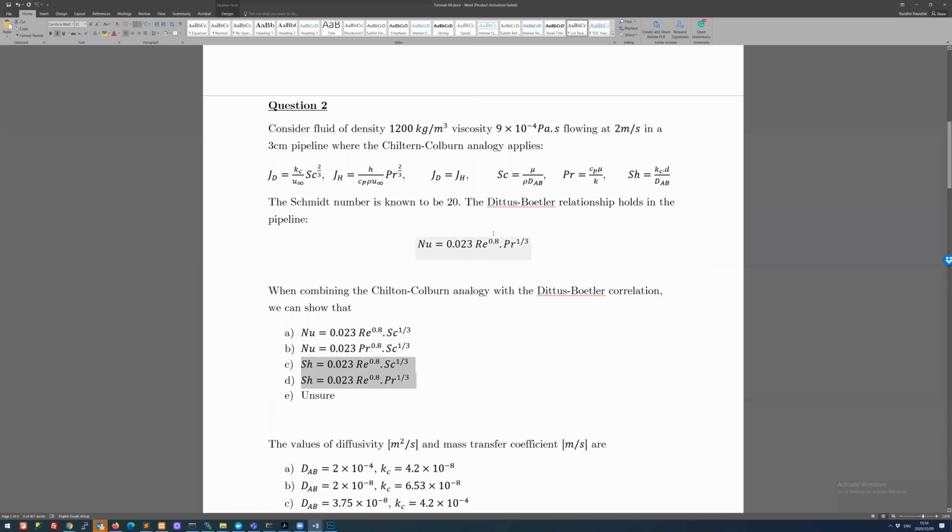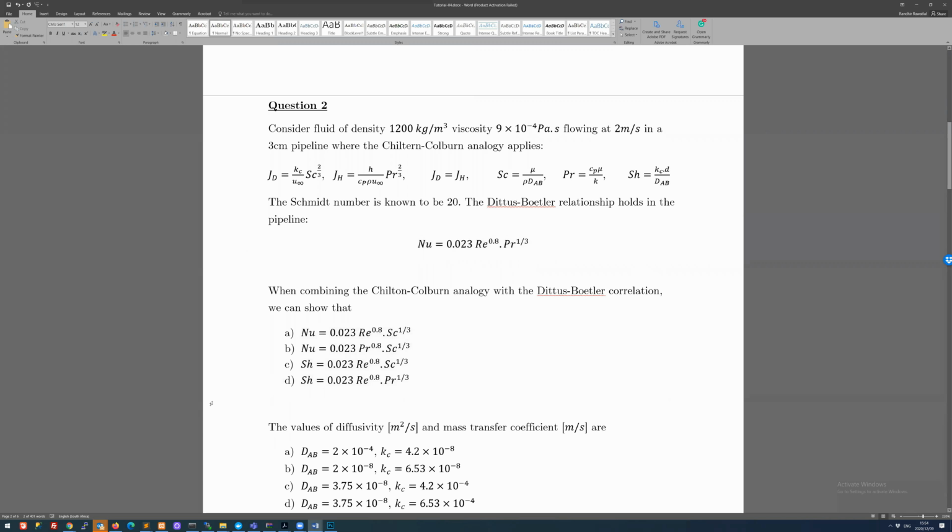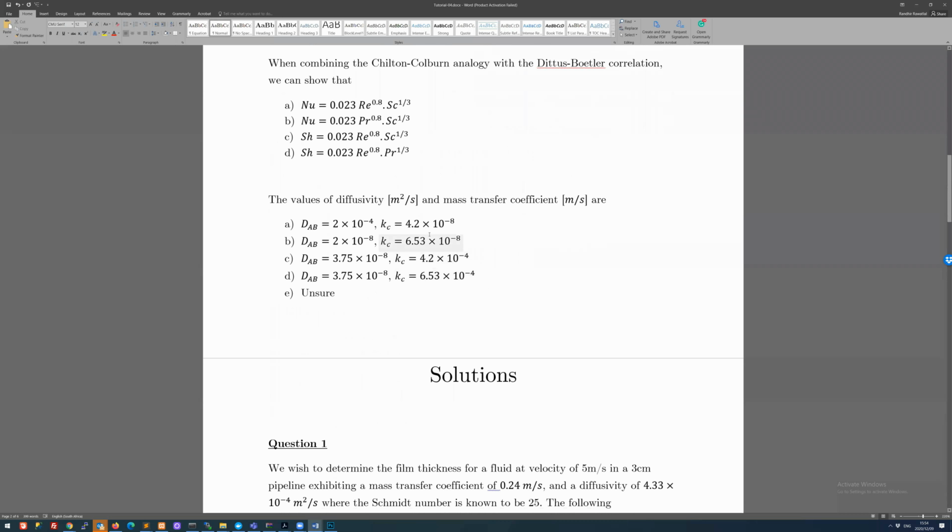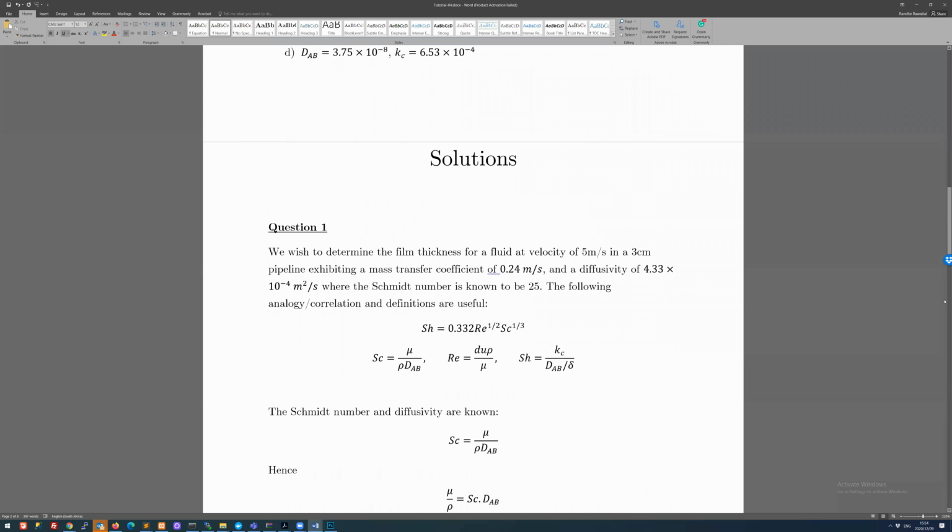So we want to figure out which of these four this one is similar to, or equivalent to, or can be transformed into. And then once we've got that, the value of diffusivity and mass transfer coefficient. Those weren't given in the problem. So can we estimate which one of these it is?